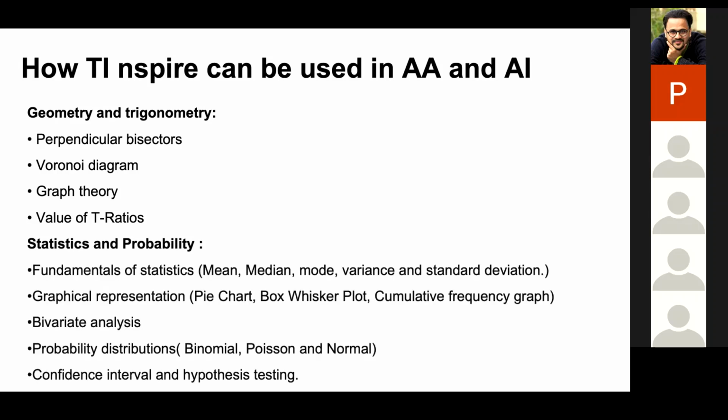In statistics and probability, here are the fundamentals of statistics, then graphical representation, bivariate analysis, probability distributions, confidence interval, and hypothesis testing. As I said, in AI the weightage of statistics is higher in terms of confidence interval and hypothesis testing, which was part of your optional statistics. Now it becomes the core part of this. So now they have removed all the options and divided into AA and AI.